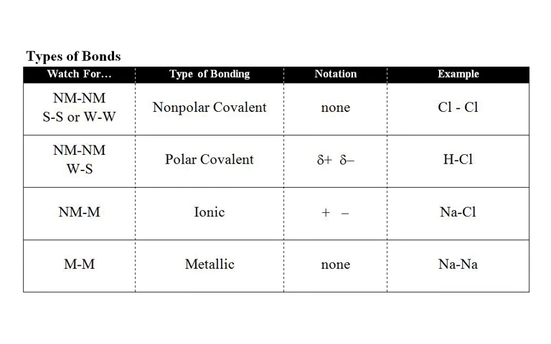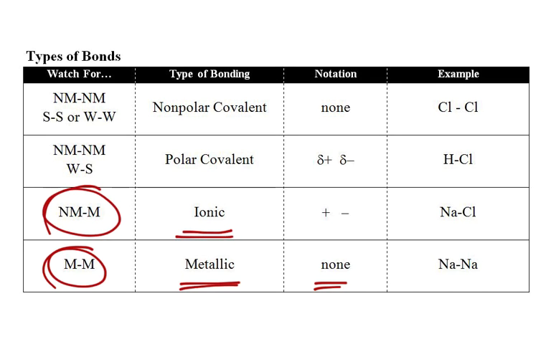So let's start from the bottom. If we have two metals, then the bonding is metallic, and there is no notation you have to write. If you have a metal and a nonmetal, it's ionic, and you need to put a positive and negative. So here's NaCl, so the metal is the one that becomes positive, and the nonmetal becomes negative.